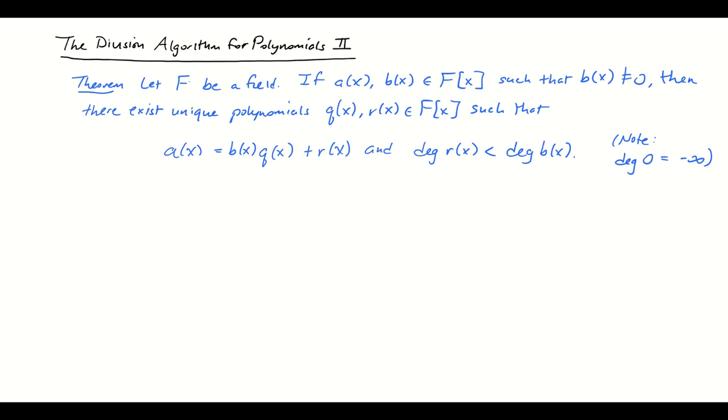And I've just made a note here, sometimes the remainder will be 0, and that still fits into this theorem because we consider the degree of the zero polynomial to be negative infinity. So let's get started with the proof.